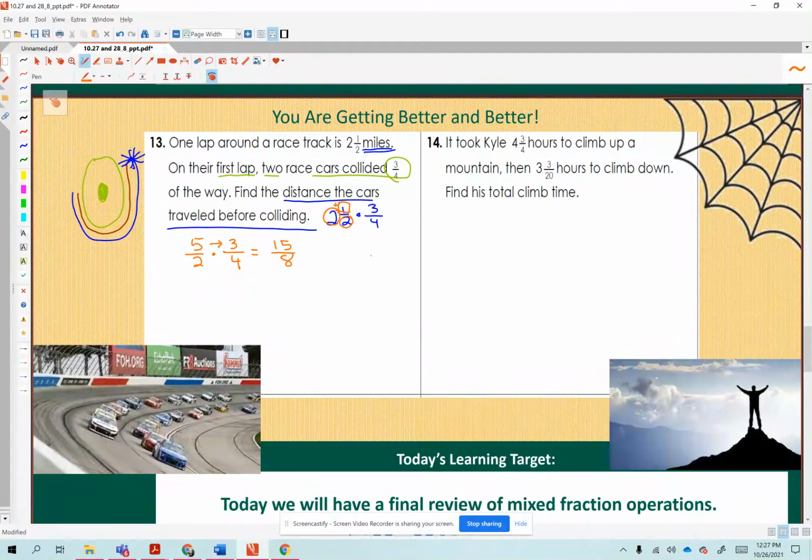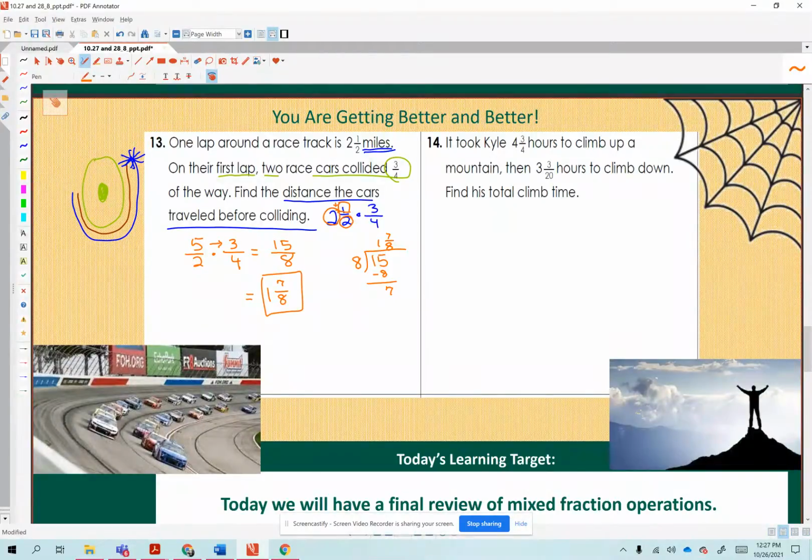And then we'll divide 15 by 8 so that we can get back to a mixed number. And we know 8 times 2 is 16. That's too big. So 8 times 1 is 8 with 7 left over. So before they crashed, they drove 1 7/8 miles.